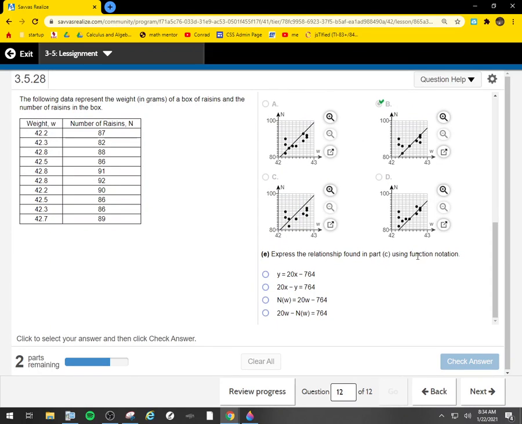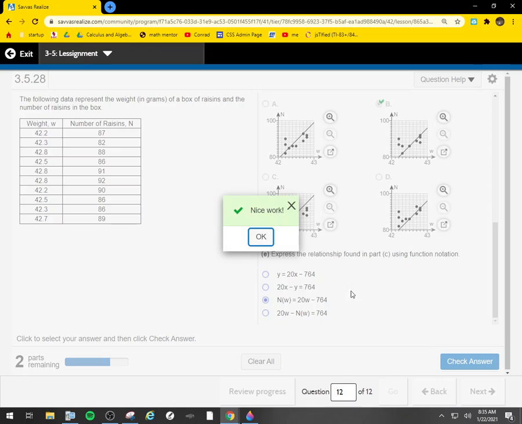Express the relationship found in part C using function notation. Okay, so function notation, remember, that's not y is equal to x stuff. That is where we have to do like f of x. So in this case, we could say n of w is equal to 20w minus 764. That's, remember, so y gets replaced with the f of x thingy, and then x is going to get replaced with this w thingy.